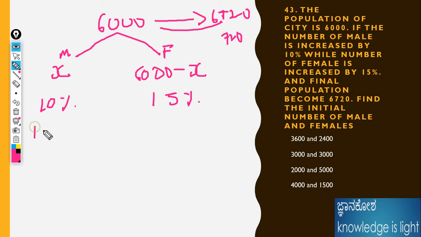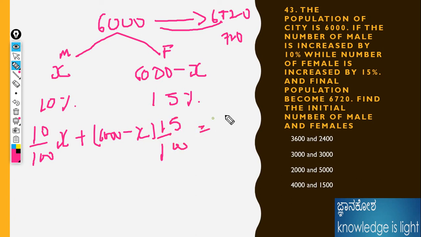Okay, I will do 10 divided by 100 into x, the initial value. This is equal to the final value. We need to segregate: initial value 6,000 minus x. If we already know the logic that initial is equal to final, definitely we would solve the problem. 50 divided by 100 is equal to what is the final?